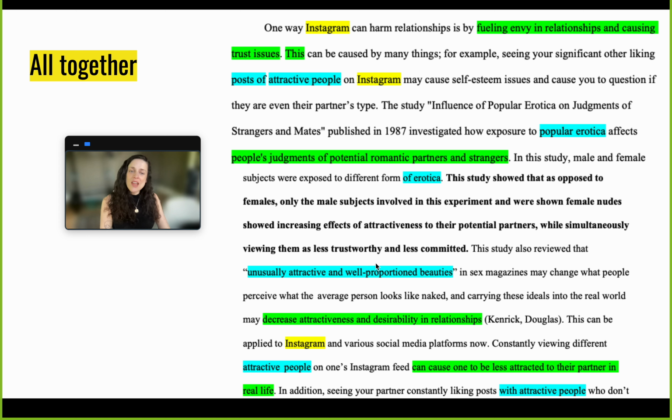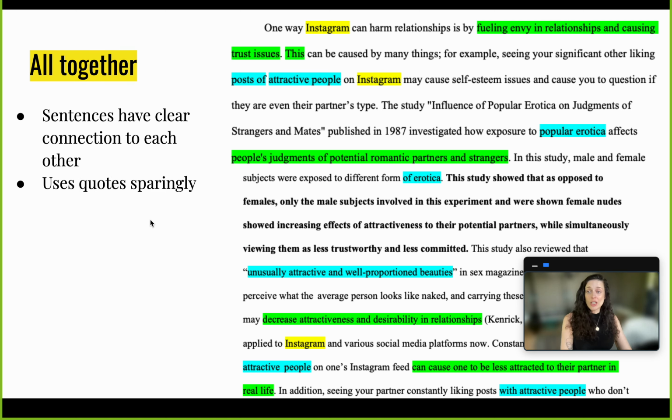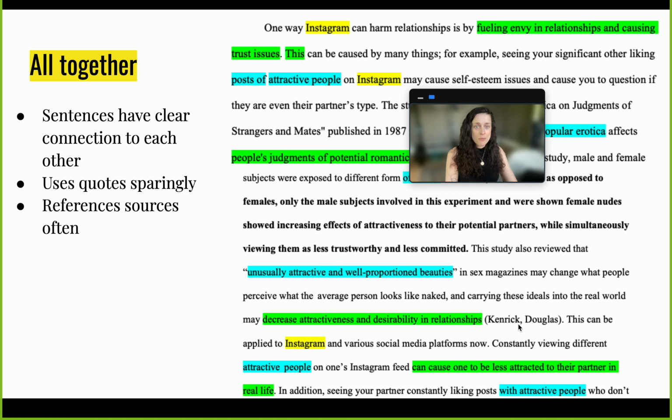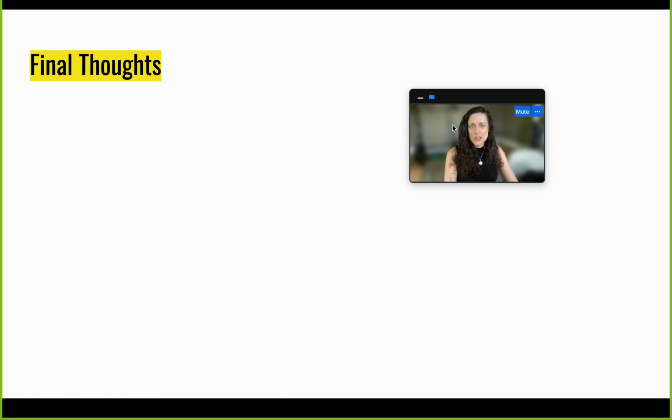But you'll notice that this person is doing a very good job of really integrating quotes and information, giving readers logical progression of ideas. So the sentences have that clear connection. It doesn't use only quotes all the time. This person clearly thought about what they were writing about and used their own words. It references sources often. So it references the study here. It has this citation here. And it uses the language of the student mostly and paraphrases.